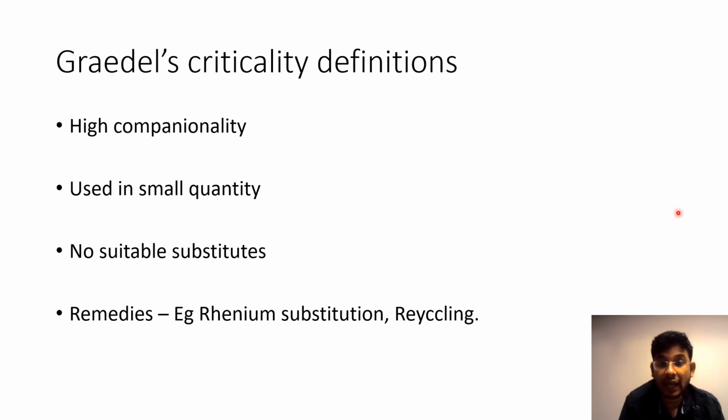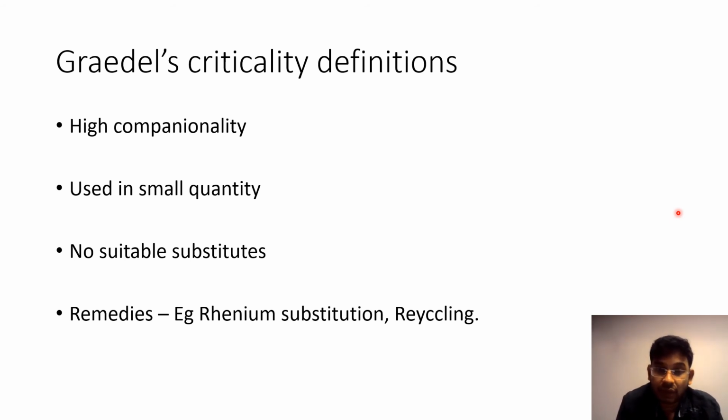They have very high companionality. And they aren't used in a lot of quantity. They are used in minor quantities, but used in important applications. And there are no suitable substitutes for these metals. I cannot simply switch iron for aluminum or something else and still have the product work. Sometimes some metals don't have a lot of substitutability.